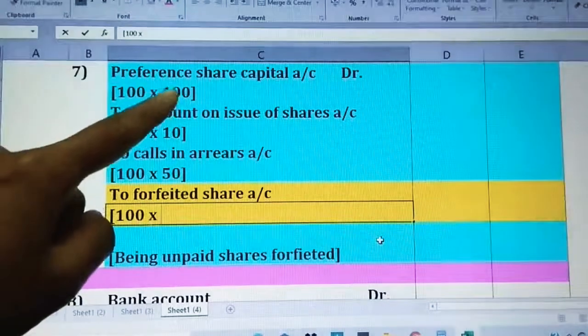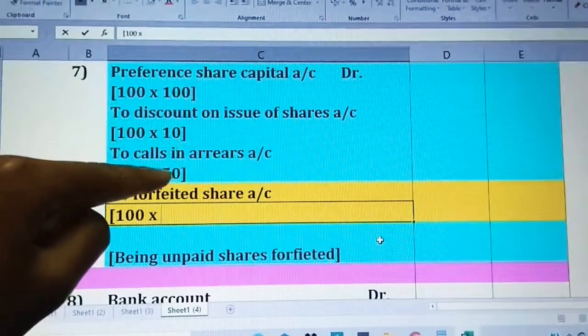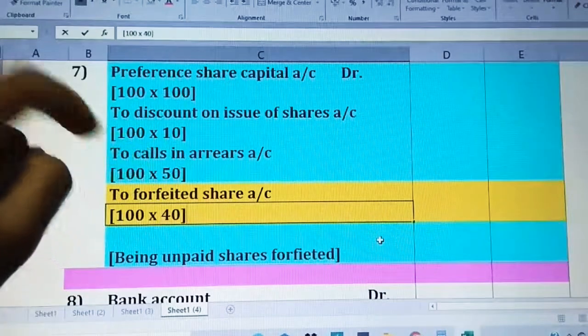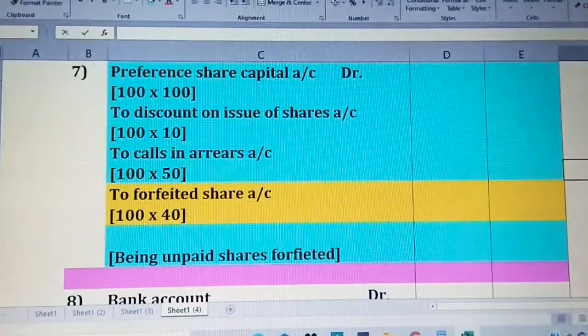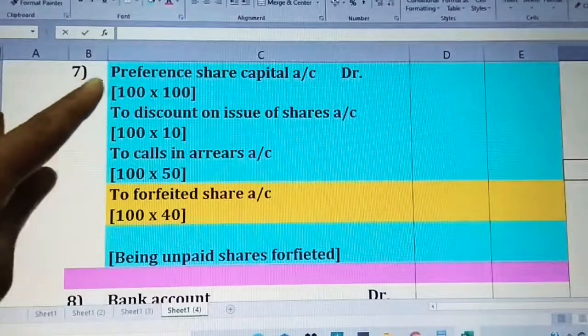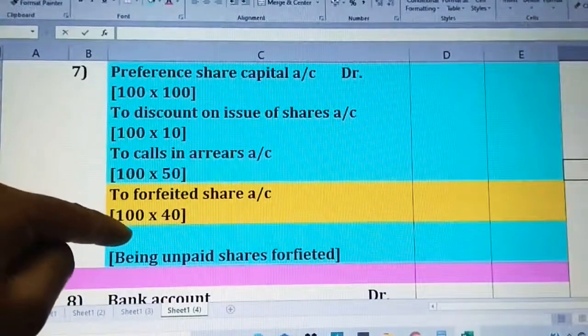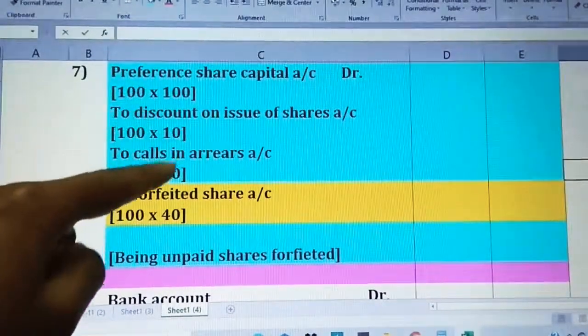Now just observe. 100 is a face value. In this, 10 plus 50 is 60 rupees. If you minus 60, you get 40. This is how we are going to take up for the calculation of forfeited or cancellation. See, under cancellation, 7th entry cancellation, everything will be only the arrear share which is held on, which was not paid. With this, you have to take the rates.